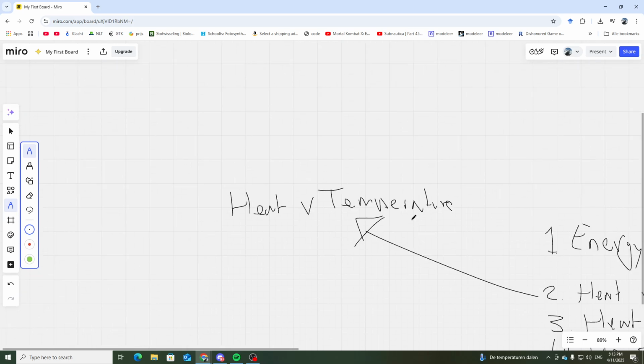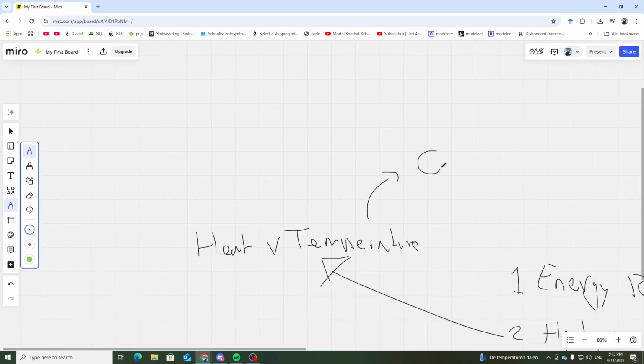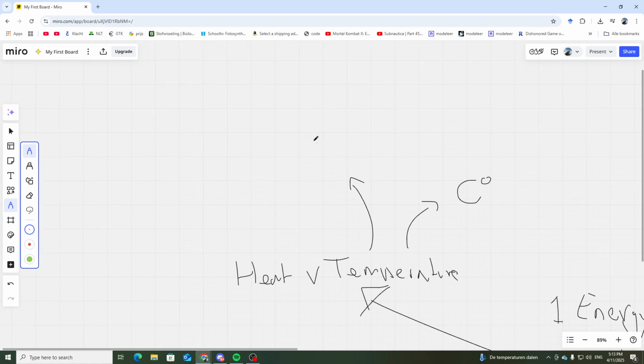Okay. Heat versus temperature. Temperature is quite easy because this we just measure, for example, in Celsius or Fahrenheit or Kelvin. And its definition is the average kinetic energy of particles.